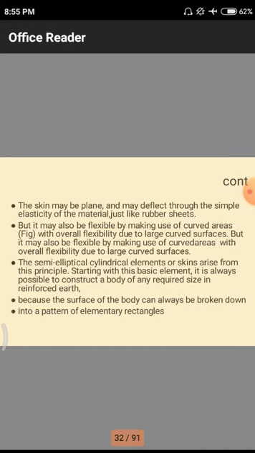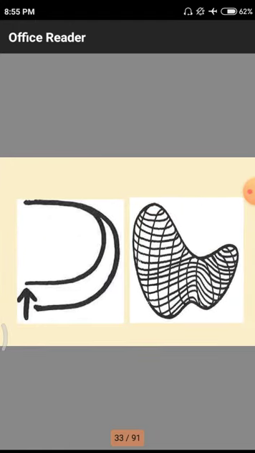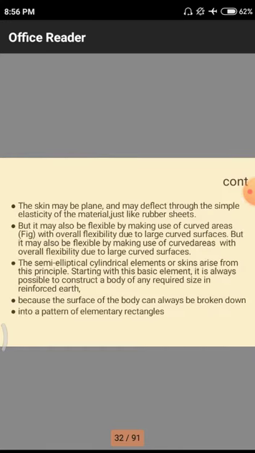But it may also be flexible by making use of curved areas. Curved areas means here we have to observe the total line is in a curved portion, and in that particular curved portion, here also another diagram is there. In those two diagrams, the total road surface is connected as curved structures, so whenever there is a curve, automatically the member has to possess some elastic properties. Overall flexibility is due to these large curved surfaces.